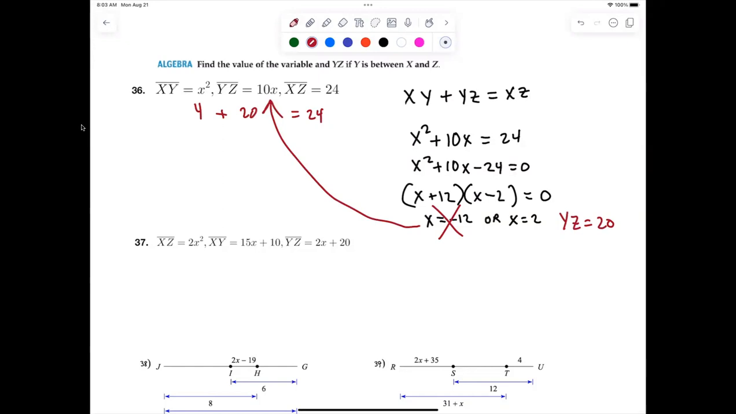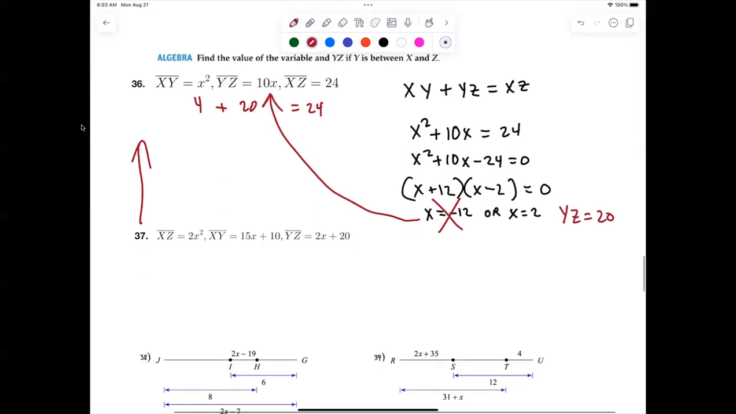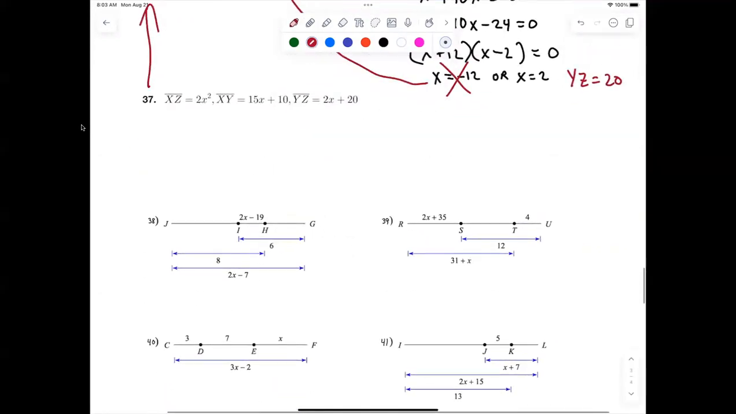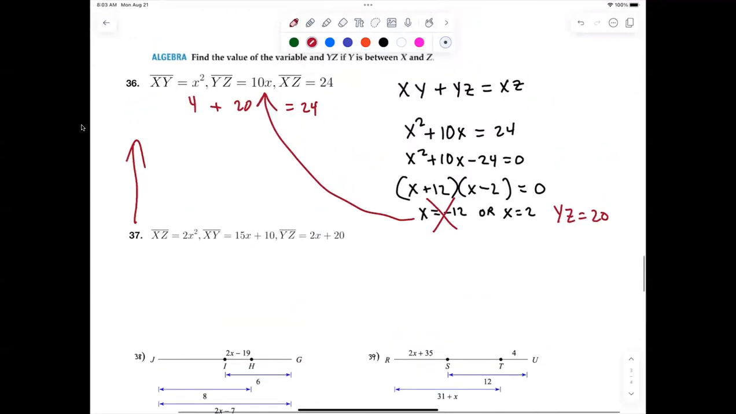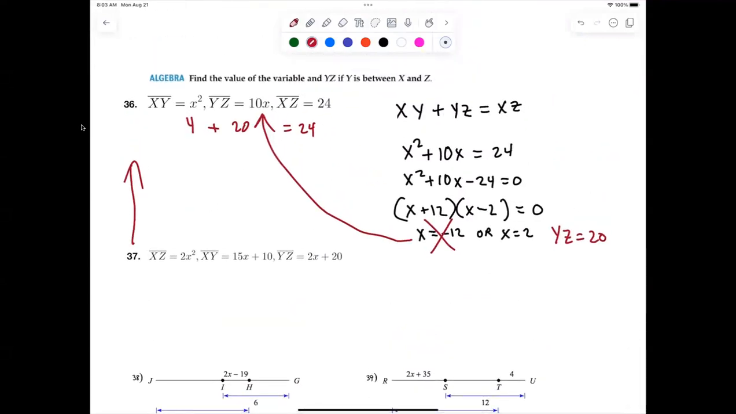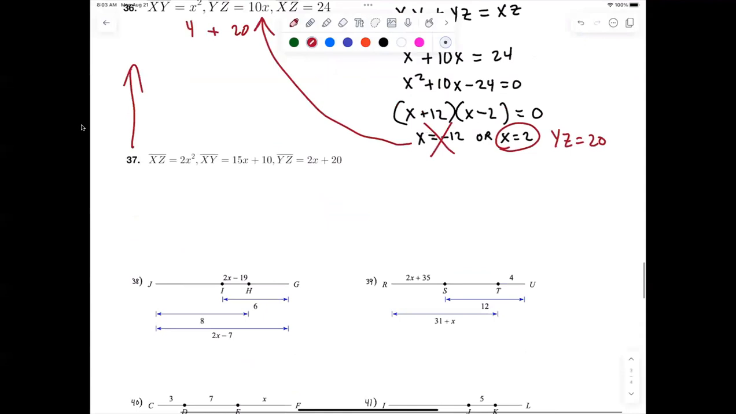Okay. Now, 37 is similar to 36. It's a little bit harder factoring problem, so I'm expecting you to do that. If you have a question, come on. Is it asking us what XY is equal to, or is it asking us what x is? Find the value of the variable. So we found x, and then find YZ. So YZ would just be 10x. All right, there you have it.